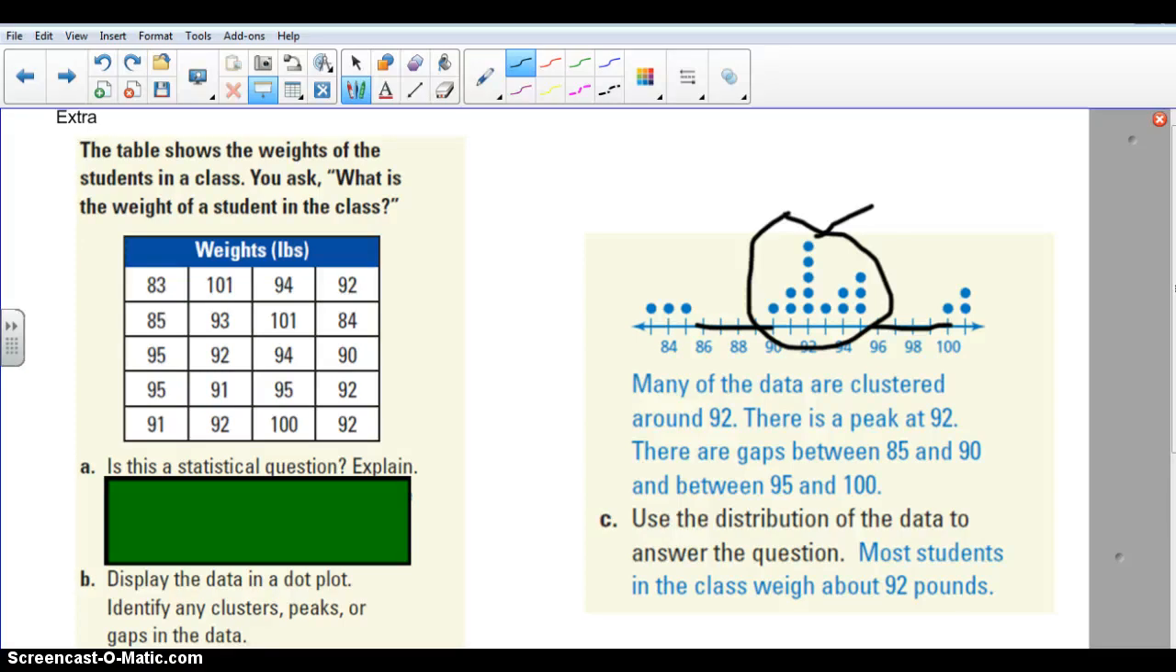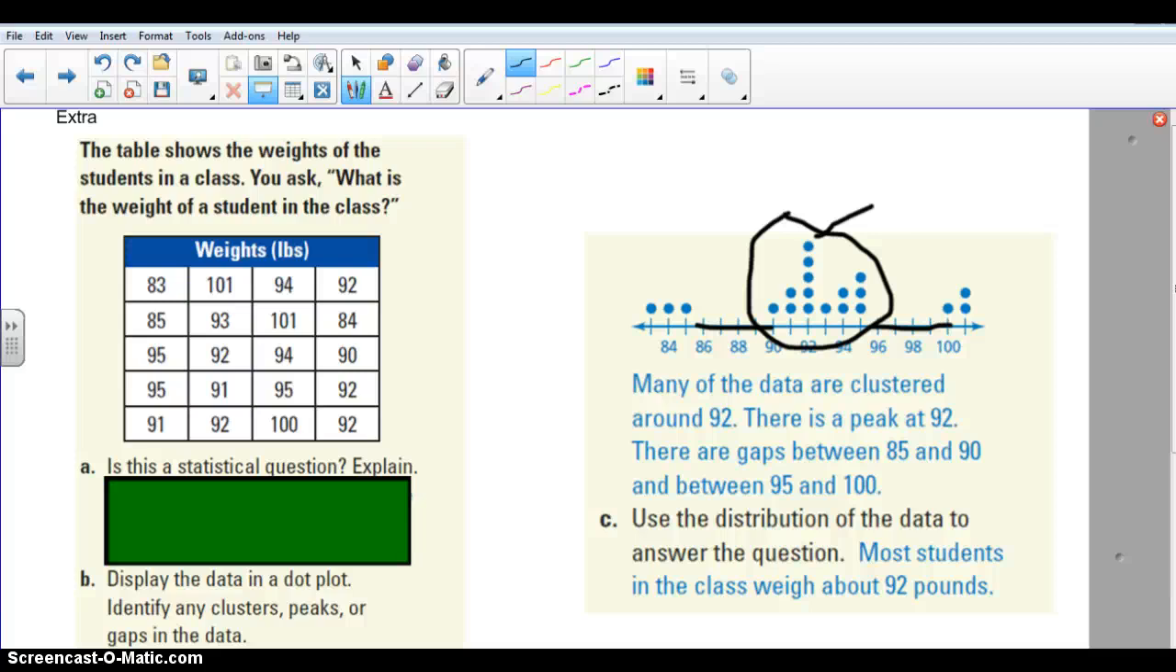Okay, on the on your own, your first question, is this a statistical question, and explain? Yes, it's a statistical question because you are asking for information and the answers will vary. So it is statistical information. And B, display the data in a dot plot. Identify any clusters, peaks, or gaps in the data.